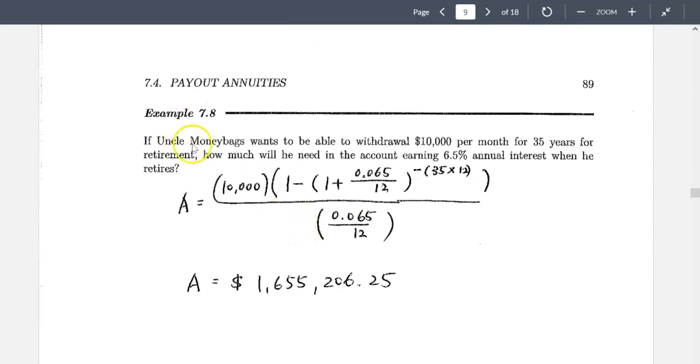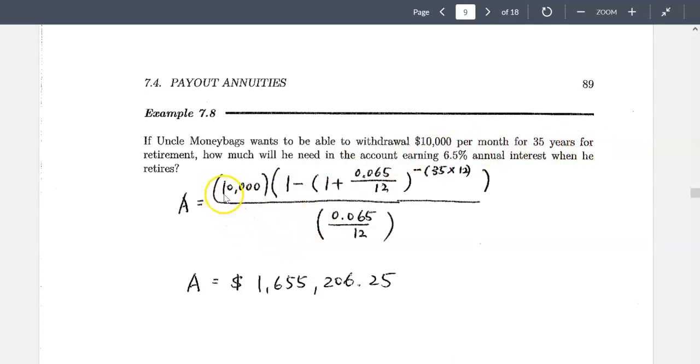Now we have the same Uncle Moneyback, who is able to withdraw $10,000 per month for 35 years for retirement. How much will he need in the account, earning 6.45% annual interest, when he retires? So how much money do you need in order to be able to get a $10,000 withdrawal every month for 35 years after retirement?